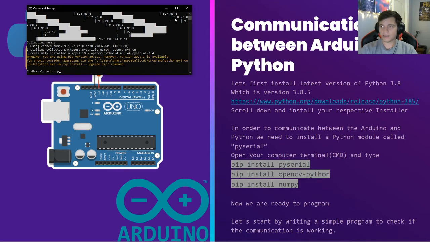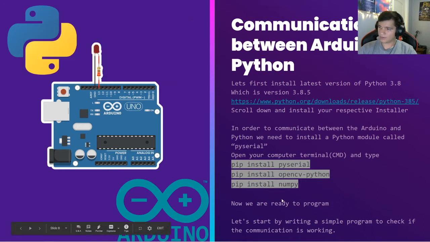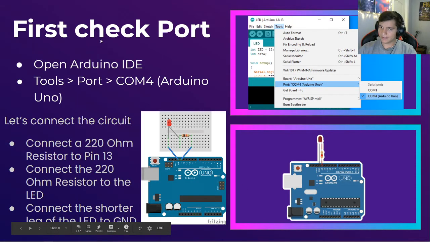So let's check again, pip freeze. And pip is just a command that we use that allows us to access the Python libraries, as well as a few other Python commands. So it looks like we have the libraries downloaded. So now we could create a program that will check to make sure that the Python communication with Arduino is connected and is working.